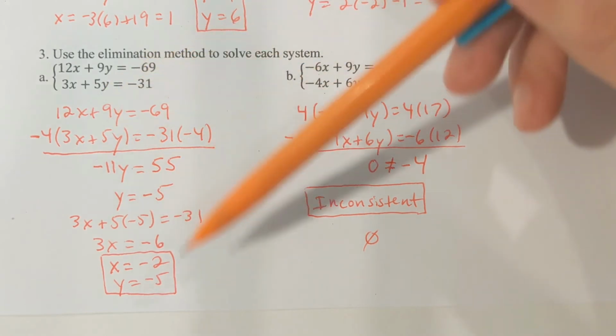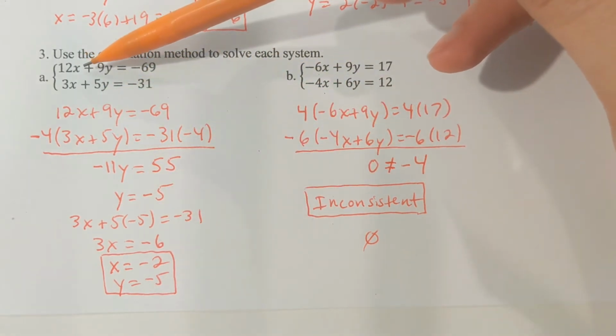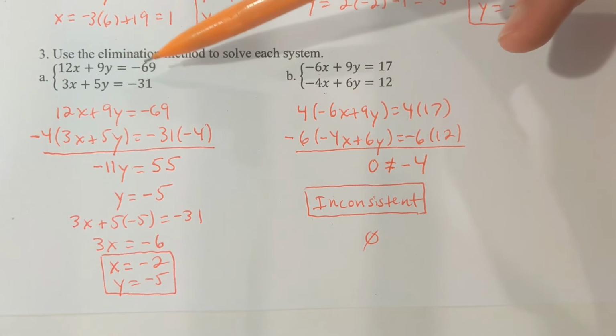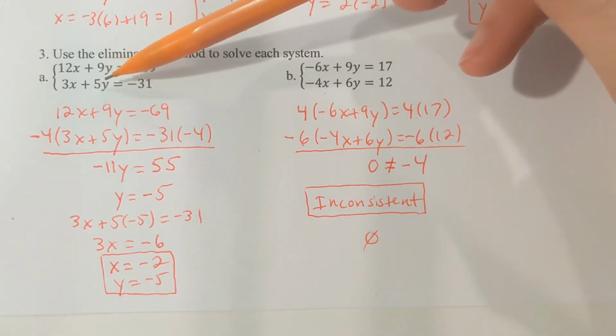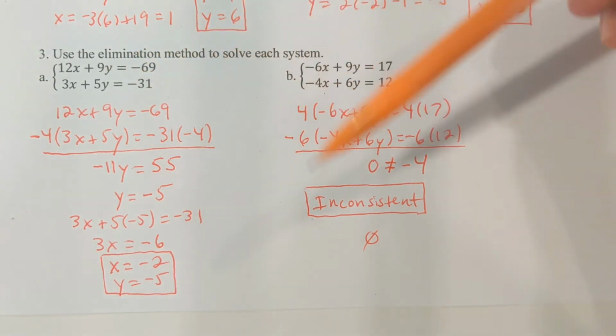Okay, so I can check that here. Negative 24 minus 45 is negative 69. That looks good. And then negative 6 minus 25 is negative 31. That looks good.